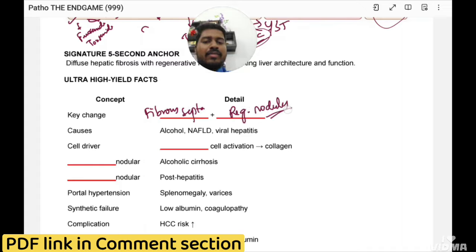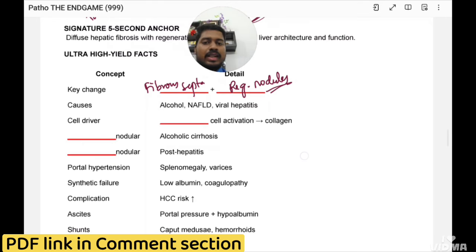If you have taken the PDF or if you have printed it, please write down these things, or else you won't understand this, you won't remember this. Stellate cell activation causes deposition of collagen. Which nodular cirrhosis is seen in alcoholics? I said alcohol is many, M is micro. Micronodular. Post hepatitis you see macronodular.